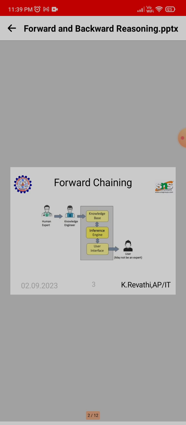Let us see about forward chaining. Forward chaining is also known as forward deduction or forward reasoning method. It is a form of reasoning which starts with atomic sentences in the knowledge base and applies inference rules in the forward direction to extract more data until a goal is reached.